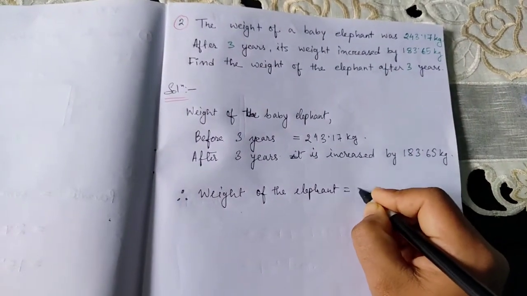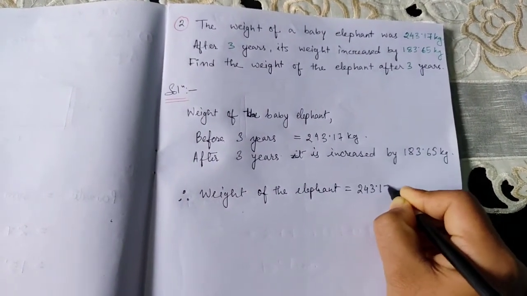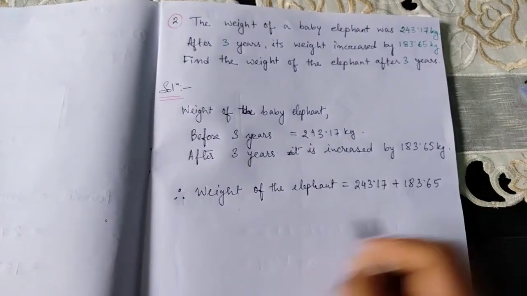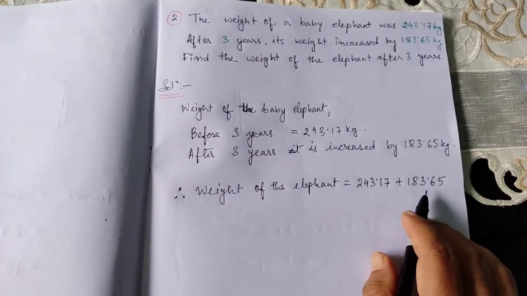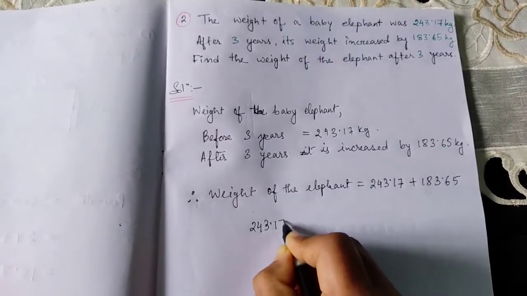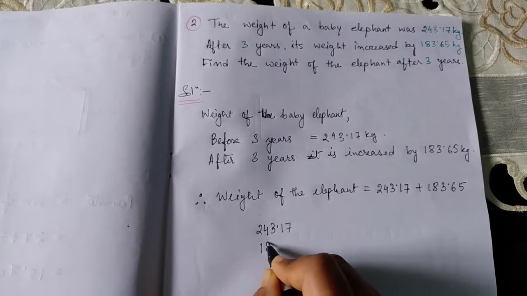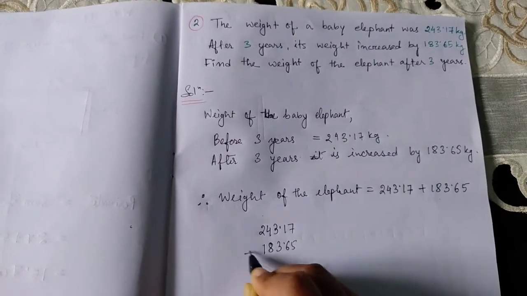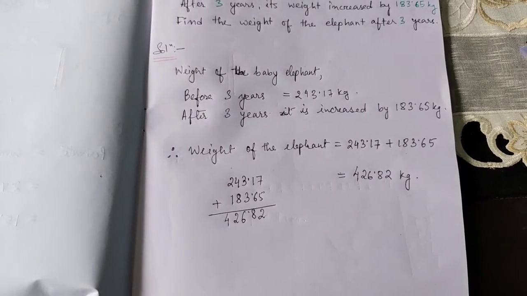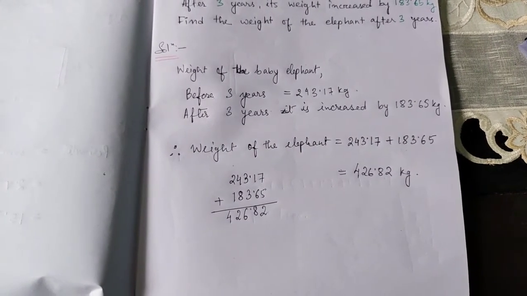So 243.17 plus 183.65. Now we will do addition. You do the addition in your rough work. 243.17, 183.65, do addition. So you will get the answer 426.82 kg. This will be the answer.